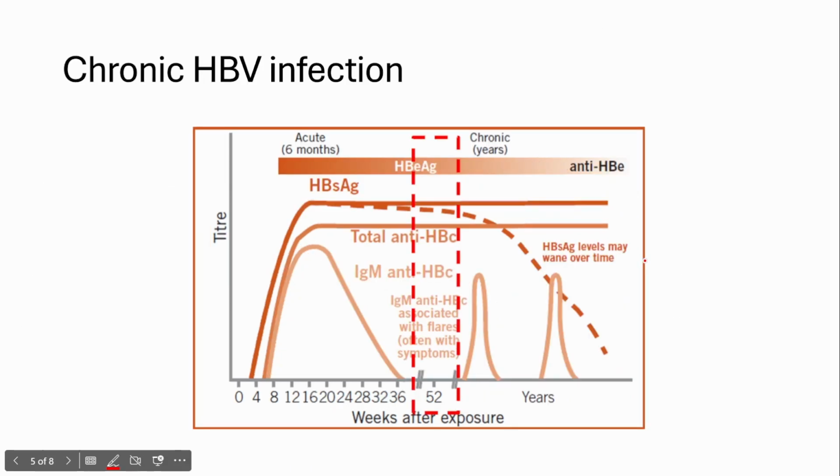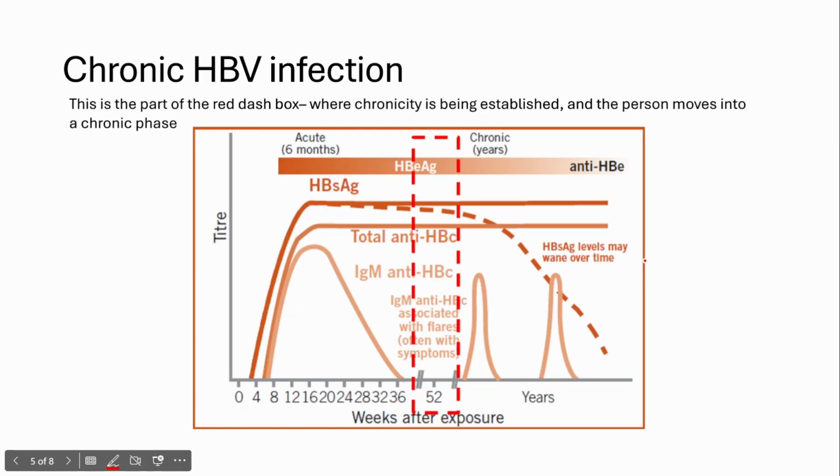Now, let's talk about chronic hepatitis B infection and what the graphs look like. In this chronic infection, you never develop immunity and the infectious phase persists. If infection persists, though, hepatitis B surface antigens will also persist in the blood. And this red box over here indicates that the infection is entering the chronic cycle.